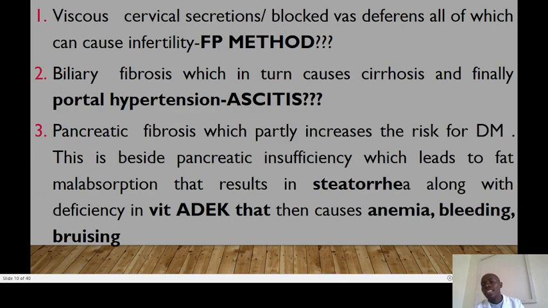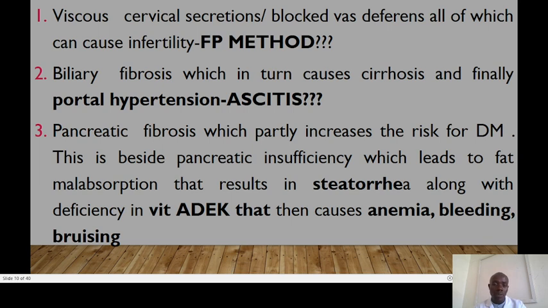Symptom number 1, you find that these viscous cervical secretions can block the vas deferens, and they block the cervix. So someone will be asking, is that a family planning method? Maybe a blessing in disguise, guys, but this one is going to lead to infertility in some people, all right? Number two, these thick secretions are also going to lead to biliary fibrosis, because supply to that will be limited. So that will in turn cause cirrhosis and finally portal hypertension. The patient will also start presenting with ascites.